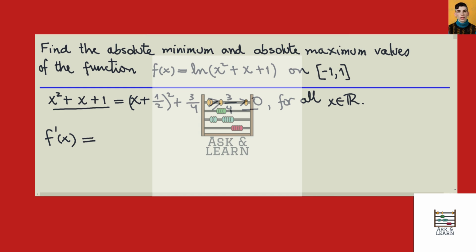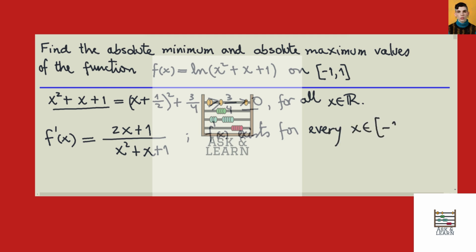So we calculate the critical numbers of this function, and for that we need the first derivative, which is equal to the derivative of the argument, 2x plus 1, over the argument. Because the denominator is never 0, it's always positive, this derivative exists for any x.